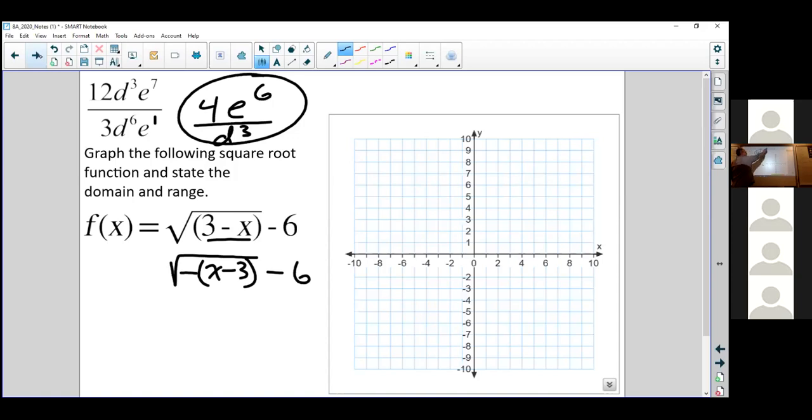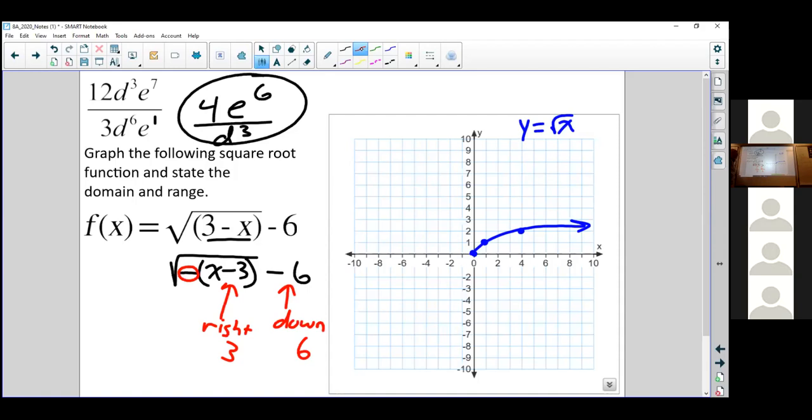So now, again, let's draw our parent function, and our parent function is this. If I were to plug in values, I would get a graph that looks like that. So that's our parent function. Let's work from that. This is going to go right 3. This is going to go down 6.